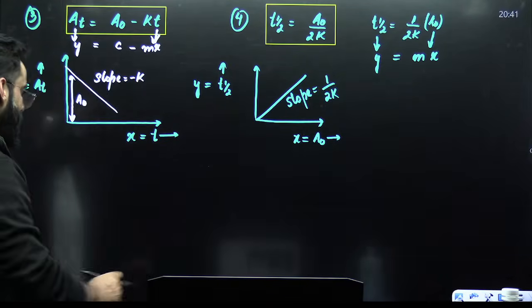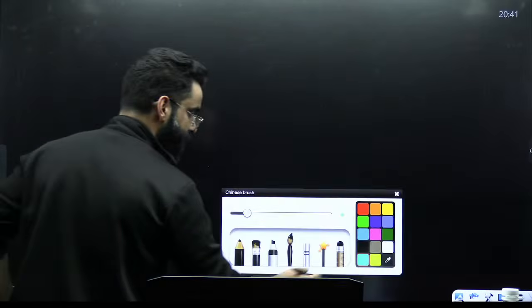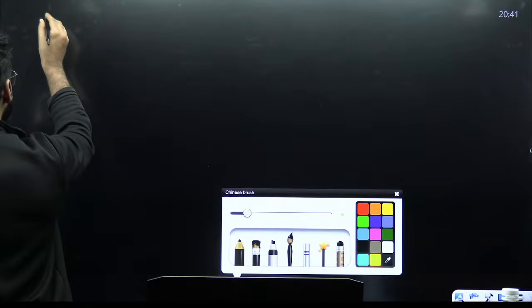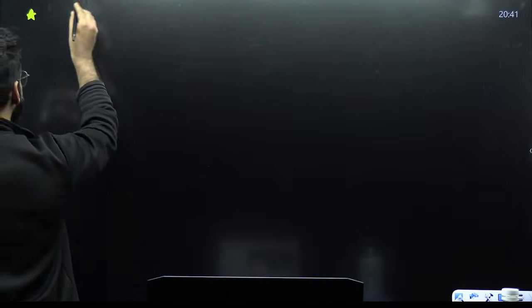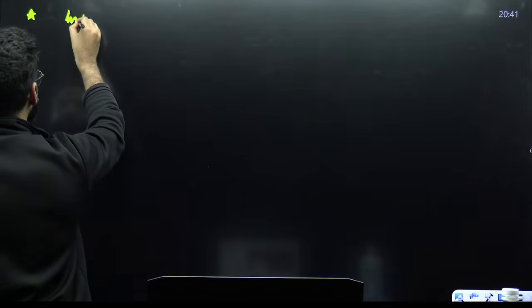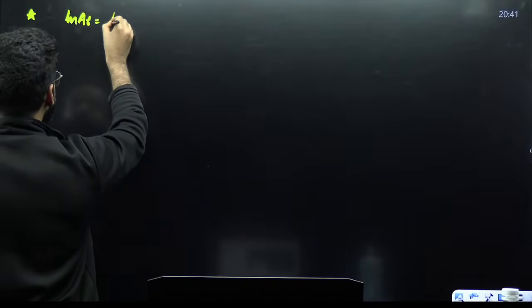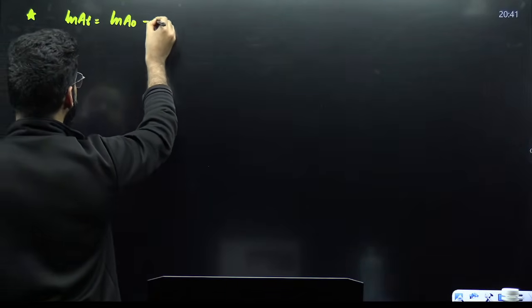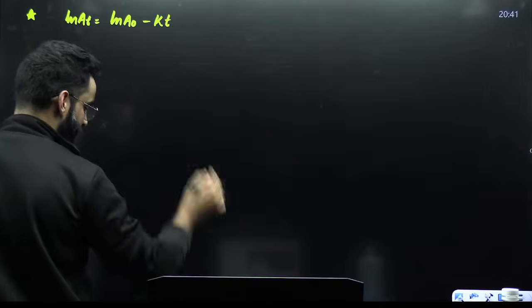All right. Going on to a few more graphs. For example, you have to plot a graph for this. I'm writing an equation first of all: ln of At is equal to ln of a naught minus kt. This is your equation for example.